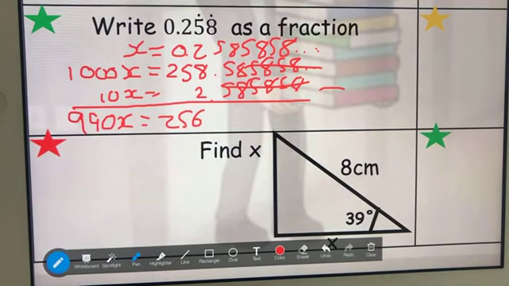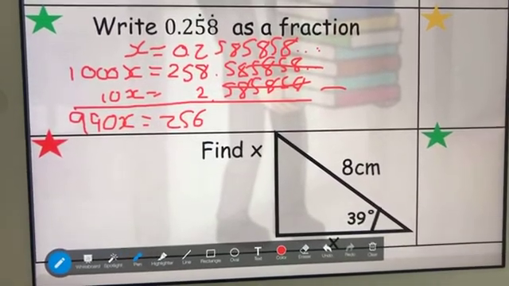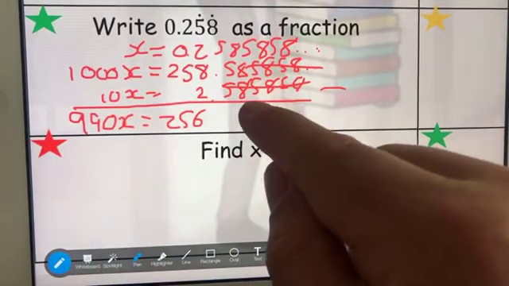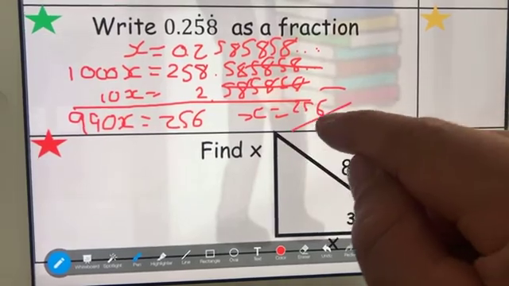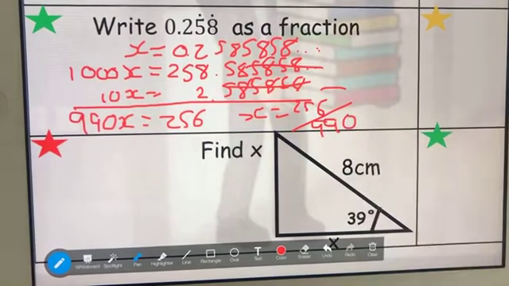Okay, no, that's not allowed. Equals 256. Okay, from there I can do x equals 256 over 990, and that may simplify. I'm not sure. You may have to work on that one a little bit for it to simplify.